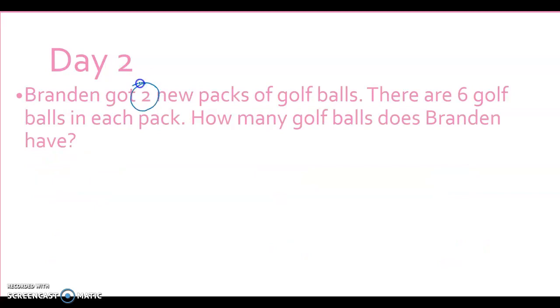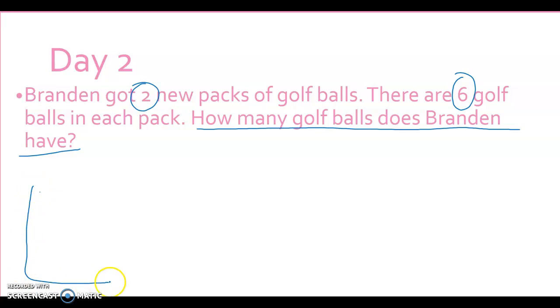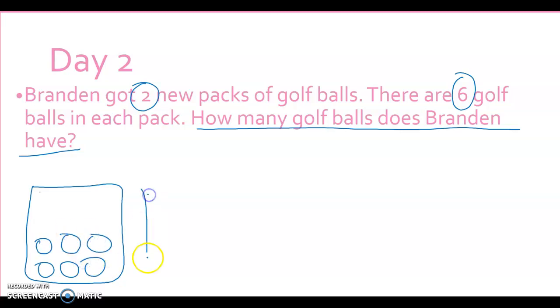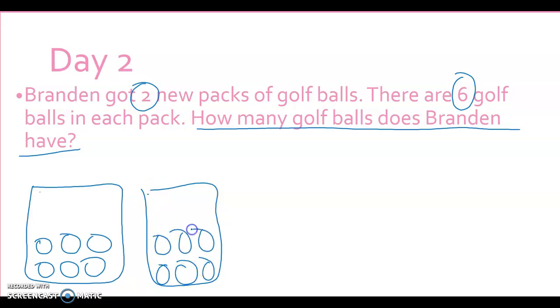Brandon got 2 new packs of golf balls. There are 6 golf balls in each pack. How many golf balls does Brandon have? I'm going to draw a package of golf balls. And there's 6, so 1, 2, 3, 4, 5, 6. Let's do another one. 1, 2, 3, 4, 5, 6.